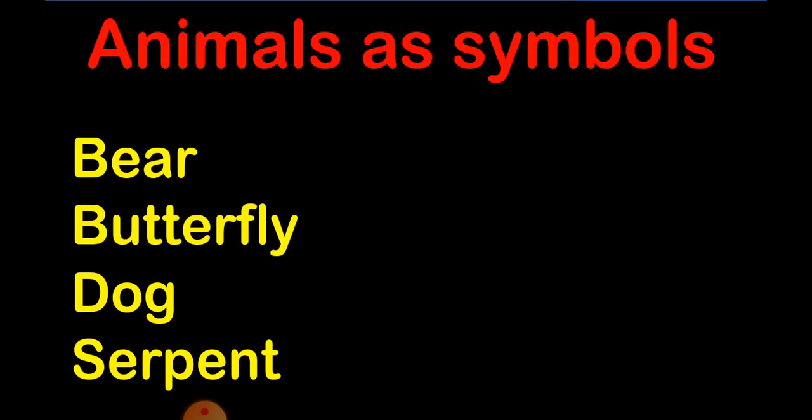Animals as symbols. When we read a book or enjoy a poem, any animals added to the story can convey a message or work as part of the theme. Let's take a look at a few examples. A bear might represent courage or danger. A butterfly can symbolize great transformation. A dog often stands for loyalty or devotion. A serpent might symbolize corruption or darkness.